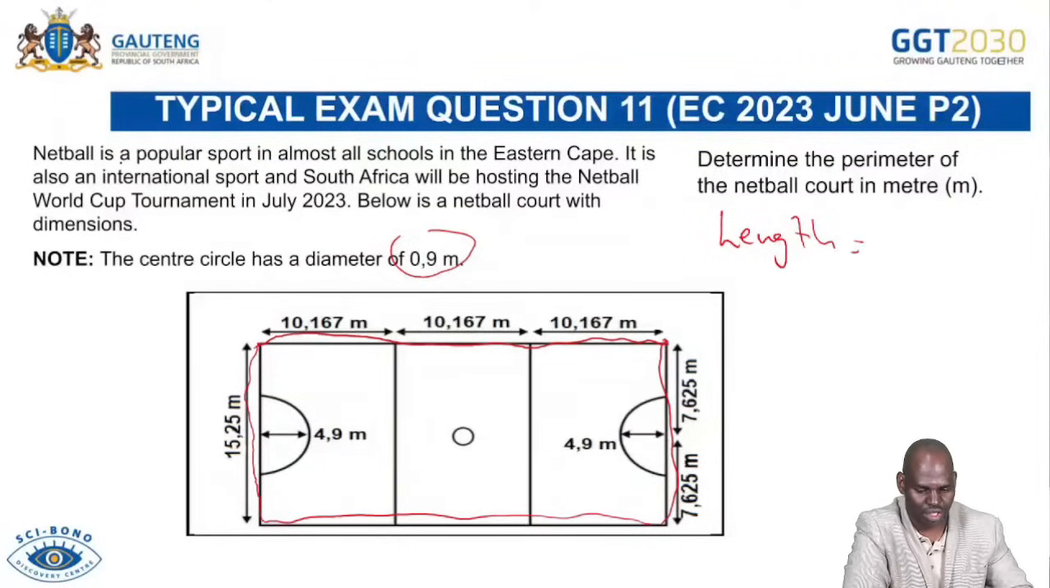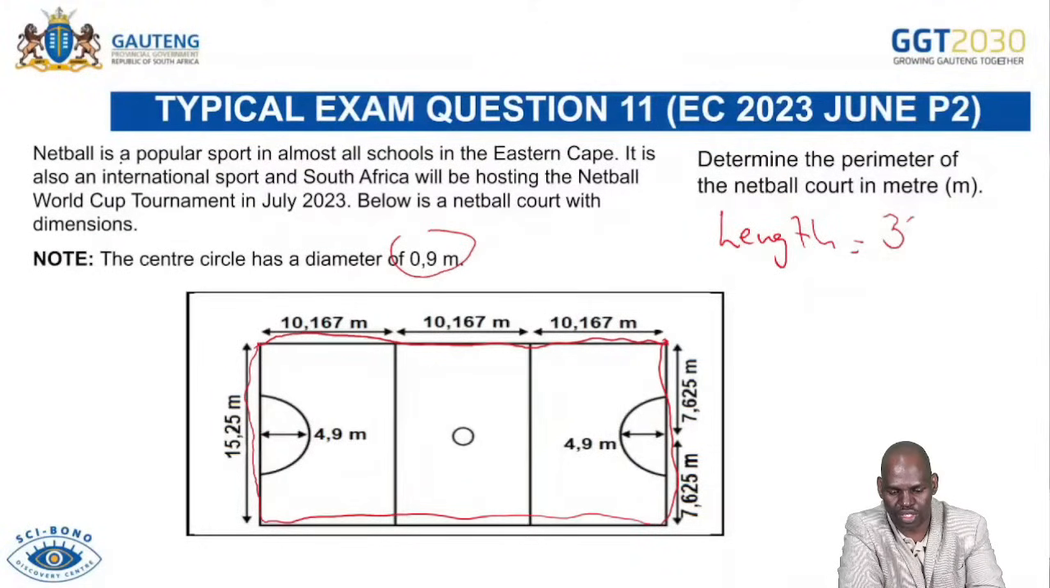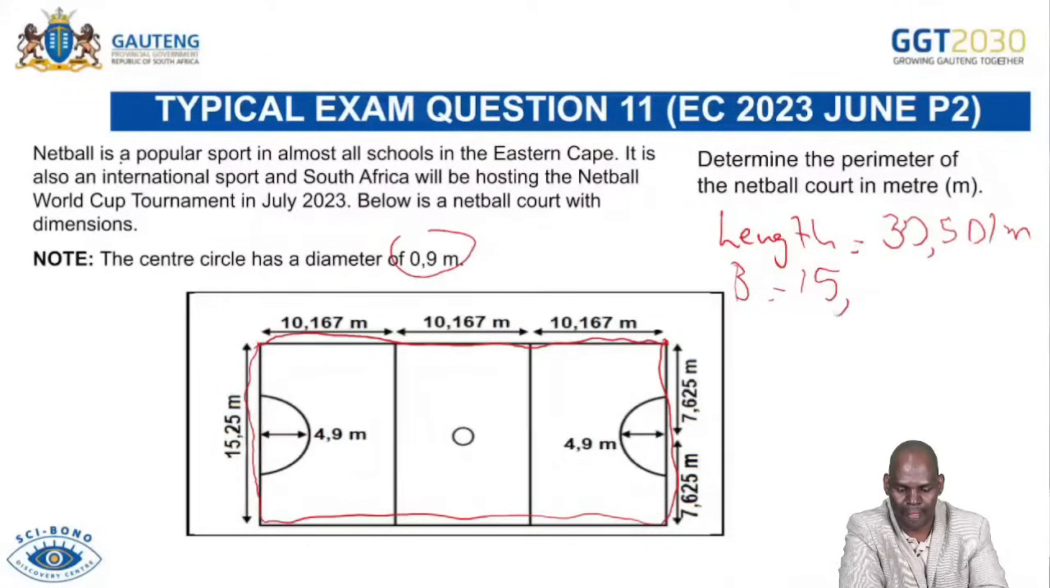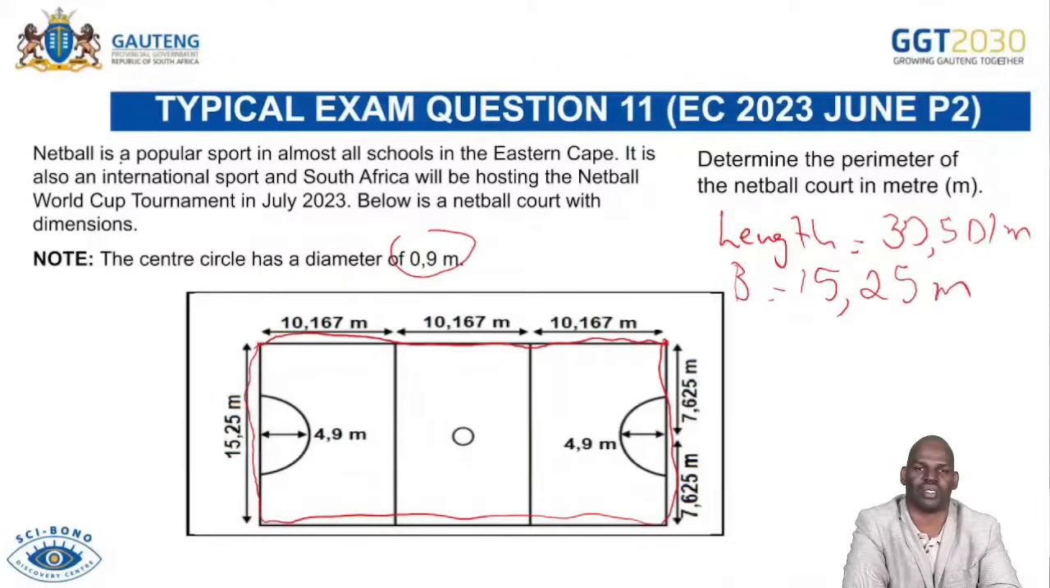The length is 10.167 multiplied by 3. It gives me 30.501, and this is in meters. Then what is the width? Remember, the length is the longer side. Now the shorter side is the width, given as the breadth, which is 15.25 meters.